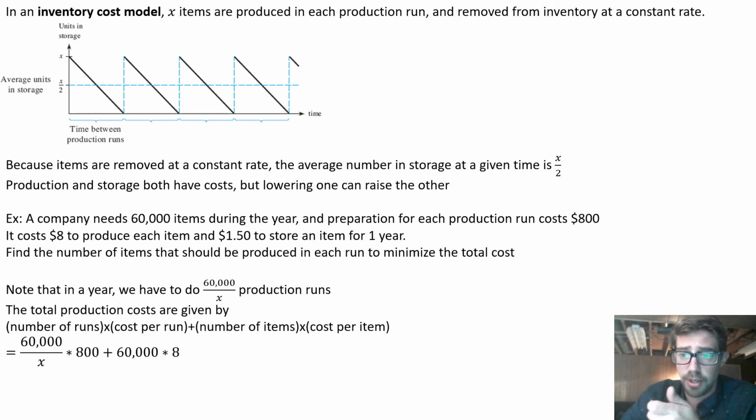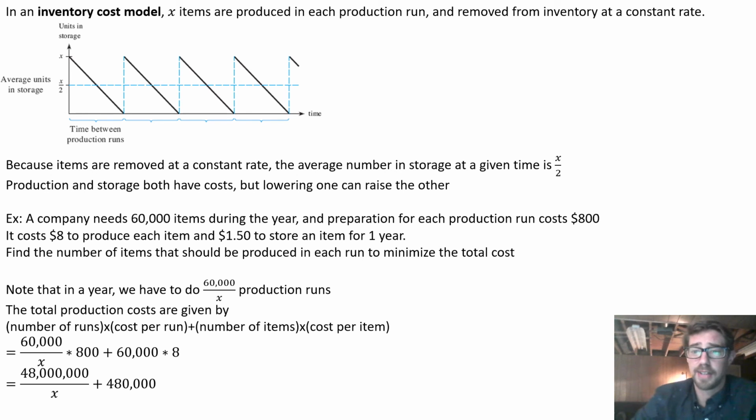All right. So we already established we're doing 60,000 over X production runs, times, we're given it costs us $800 to fire up our factory or whatever every time, and then plus the number of items we need total, we're given that it was 60,000 times 8. So it's like we're spending that no matter what, we're spending 60,000 times 8. The other term depends on how many runs we do, right? The more runs we do, the more that's going to be, right? All right, so that simplifies to 48 million over X plus 480,000, so big numbers. So that's just for production costs. Now we need to figure out our storage costs.